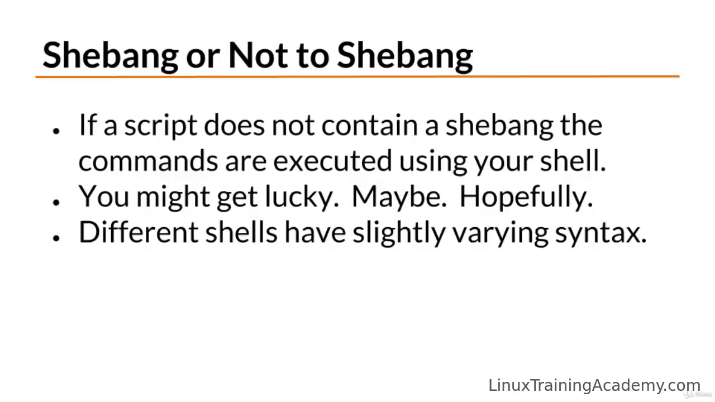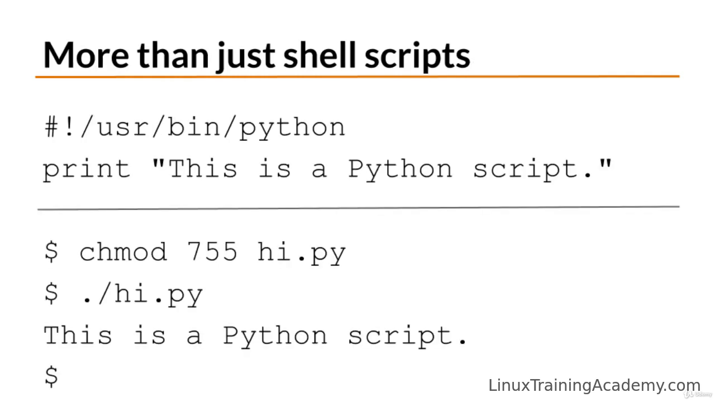If you do not supply a shebang and specify an interpreter on the first line of the script, the commands in the script will be executed using your current shell. Even though this can work just fine under many circumstances, it's best to be explicit and specify the exact interpreter to be used with the script. For example, there are features and syntax that work just fine with a bash shell that won't work with a C shell. Also, you don't have to use a shell as the interpreter for your scripts.